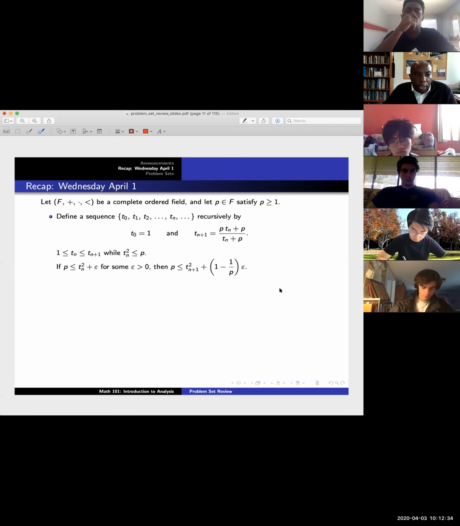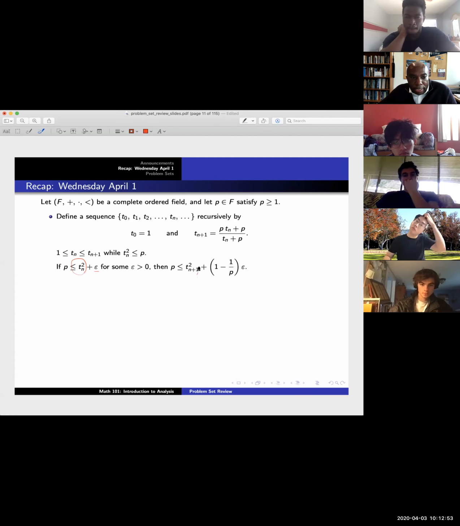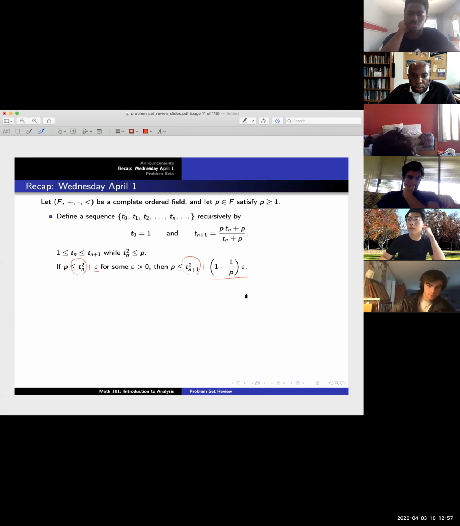Number 2, if maybe tn squared is very close to p, so what that means is if I add epsilon to it, then it'll be greater than p. Right, so again, if tn squared is very close to p, if I add just a little bit, it'll be a little bit greater than p. Then the next term in the sequence is even closer to p. Right, so again, if tn squared is close to p, then the next term in the sequence is even closer to p. That's what this says.